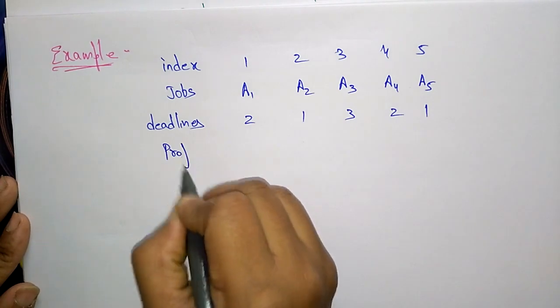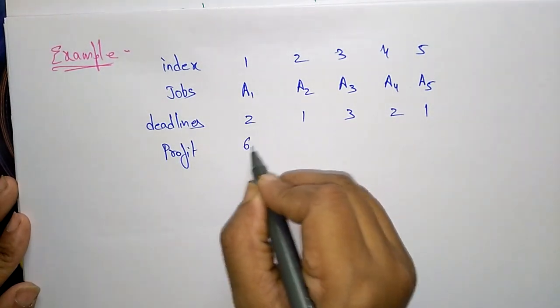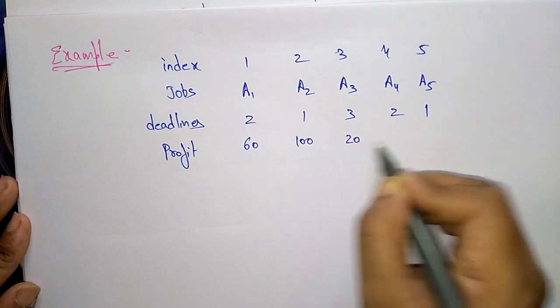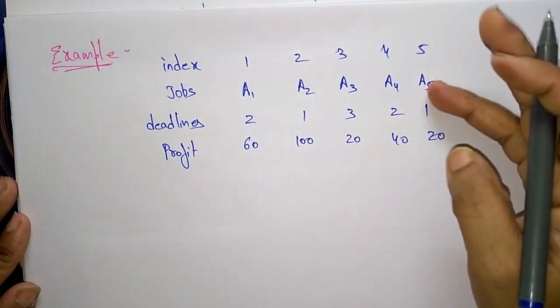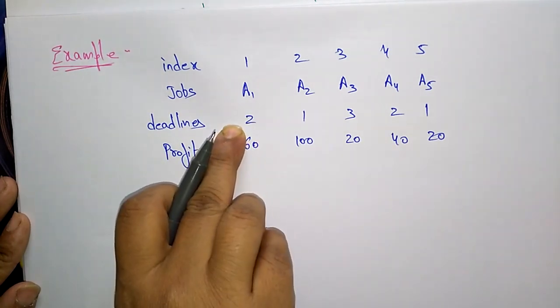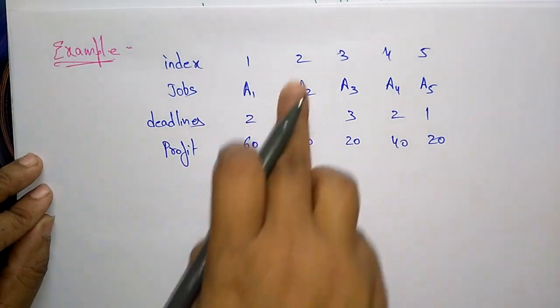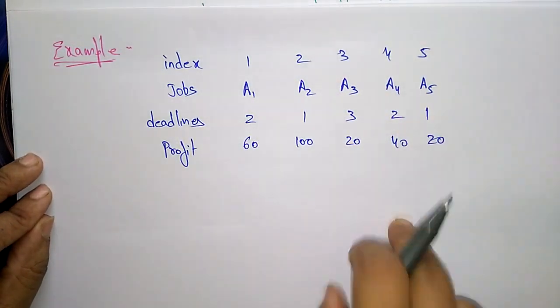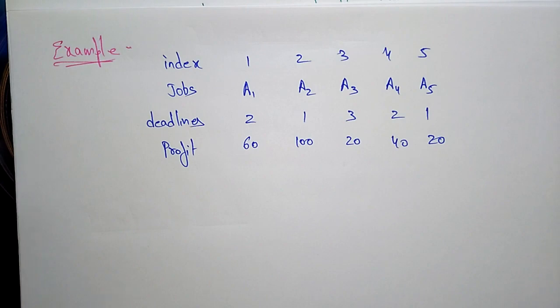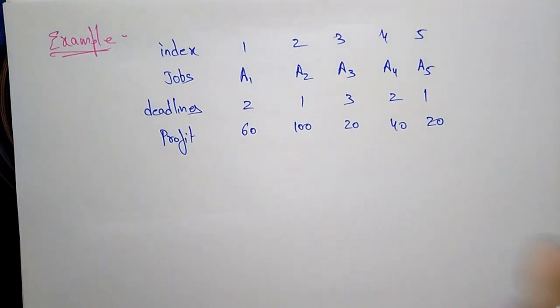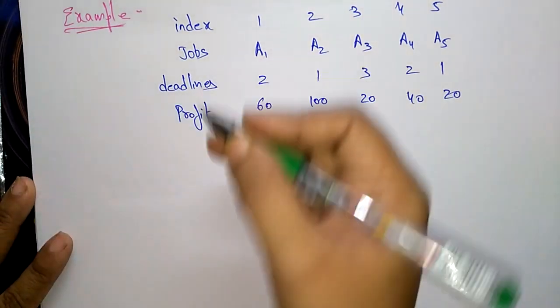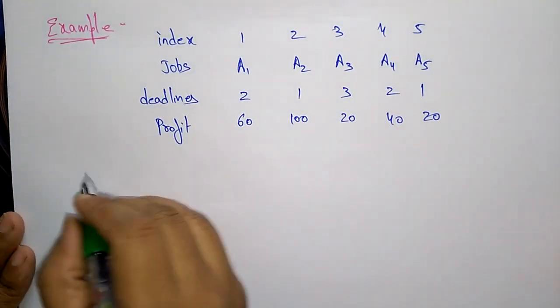Now coming to the profit earned for each job: 60, 100, 20, 40, 20. These are the related profits, earned on or before completion of the deadline, by jobs A1, A2, A3, A4, A5. First, let me take the pseudocode, the algorithm for this job sequencing problem. Then you will understand how we can calculate the job sequencing problem.